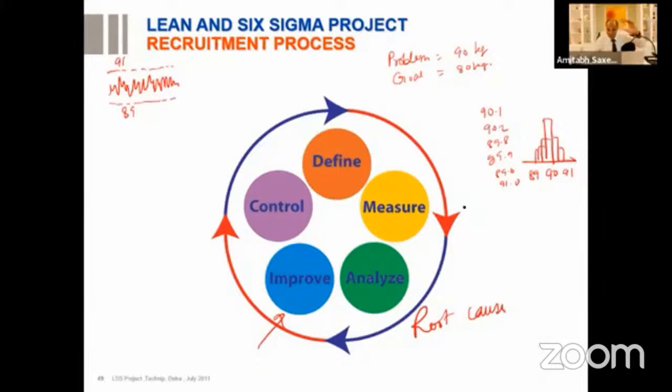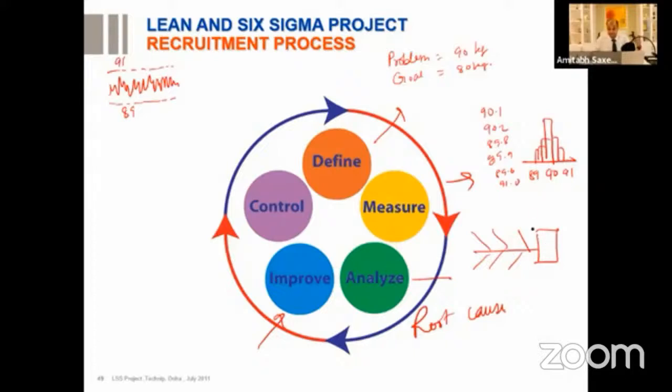So now I have measured. I'm in the measure phase. I have measured. So defined, measure. Analyze and identified the root causes. What are the root causes? What are the possible causes? First is possible causes. We use cause and effect diagram, also known as Ishikawa diagram. Cause and effect diagram, Ishikawa diagram, fishbone diagram. I'll tell you how to make a fishbone diagram in a short while.